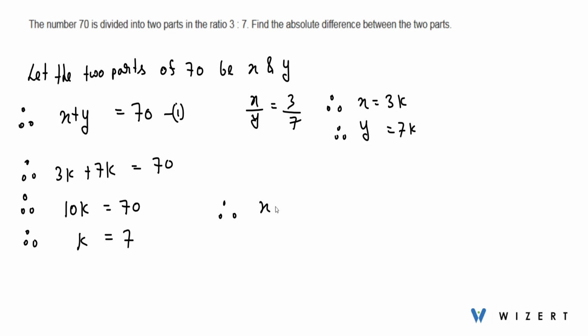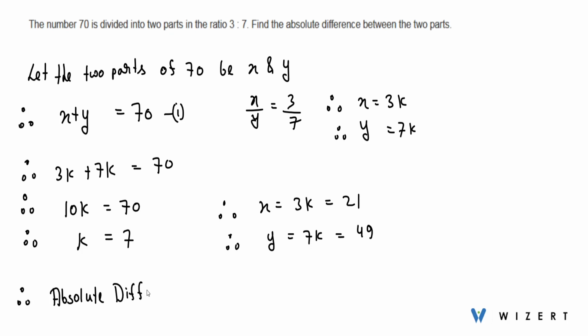Therefore x will be equal to 3k, which will be equal to 21, and y will be equal to 7k, which is equal to 49. Therefore absolute difference equals y minus x equals 49 minus 21, which will be equal to 28. So our absolute difference will be equal to 28, and thus this will be our final required answer.